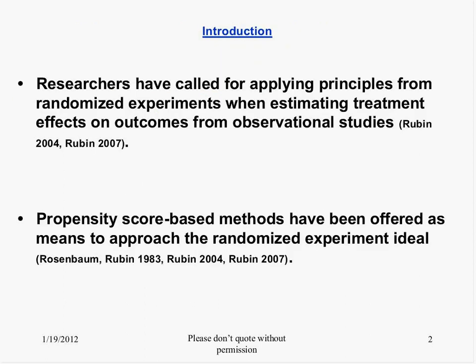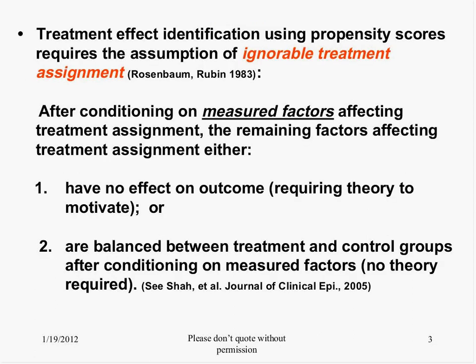Researchers have called, and there are a couple of key papers in this regard, for applying principles from randomized experiments when estimating treatment effects and outcomes from observational studies. Propensity score methods have often been offered as a means to approach this randomized experiment ideal. The ability to identify a treatment effect using propensity score methods requires the assumption of an ignorable treatment assignment. This goes way back to the papers by Rosenbaum and Rubin in 1983, where this idea of ignorable was described.